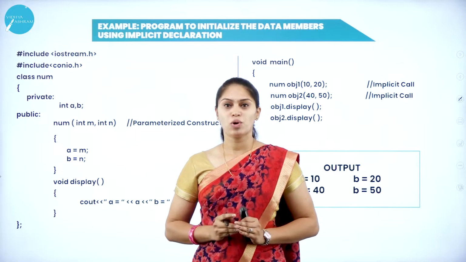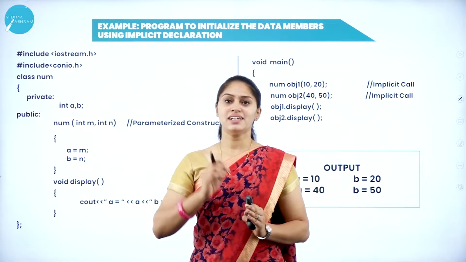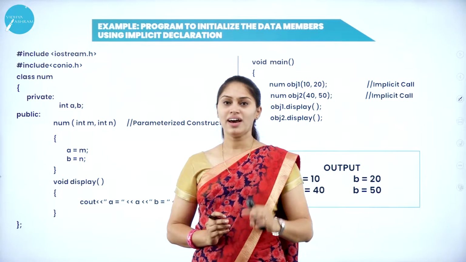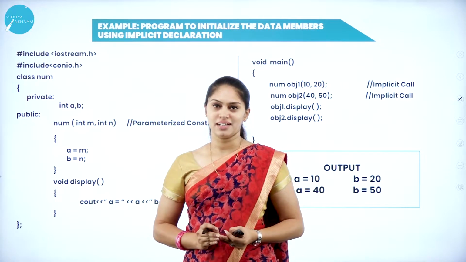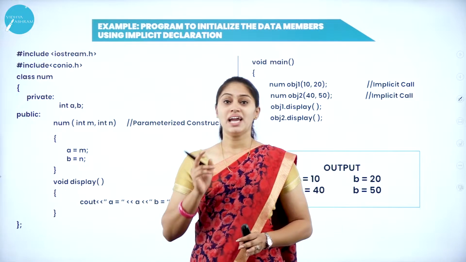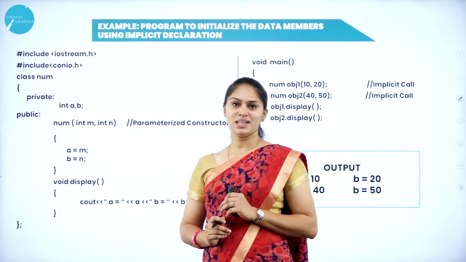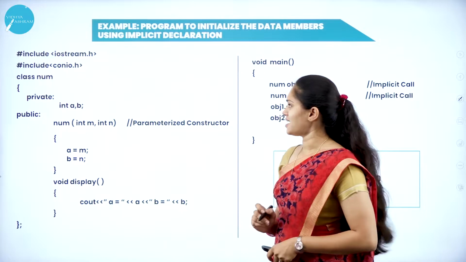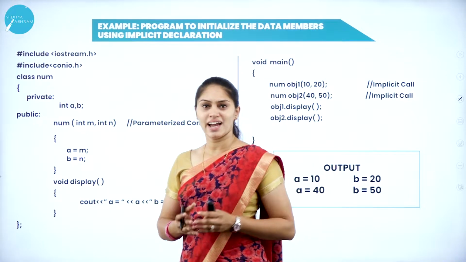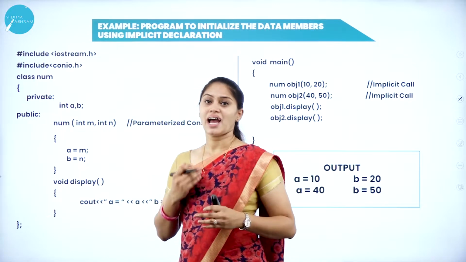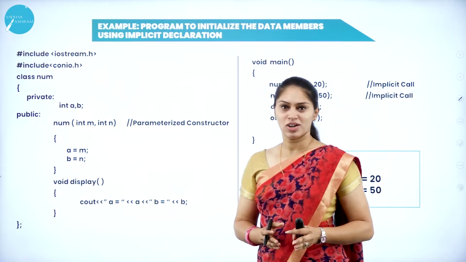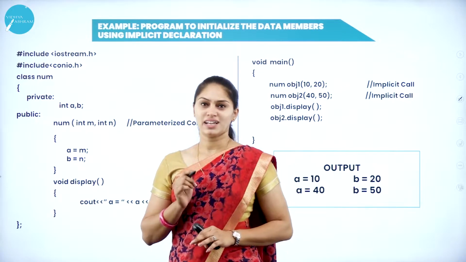The user or programmer does not need to send any content in order to invoke or call the constructor. That is nothing but what? Implicit call. So now we'll see the program, then you can understand. What is the content that I have in this program? Here I am using the implicit call methodology in order to invoke the constructor.